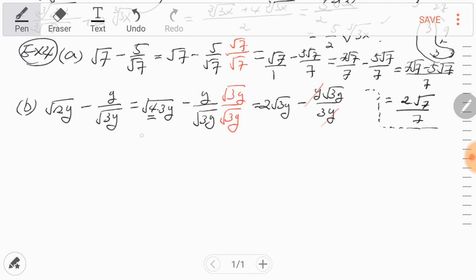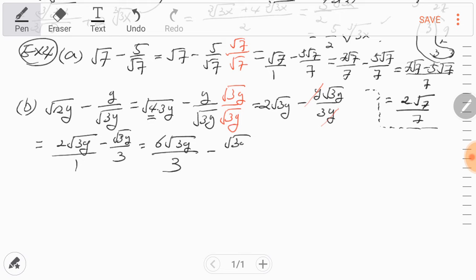So that is equal to 2 square root of 3y minus square root of 3y over 3. So let's make it LCD. Then multiply the first term by 3 over 3. So 6 square root of 3y over 3. So multiply both top and bottom by 3. And then minus square root of 3y over 3.